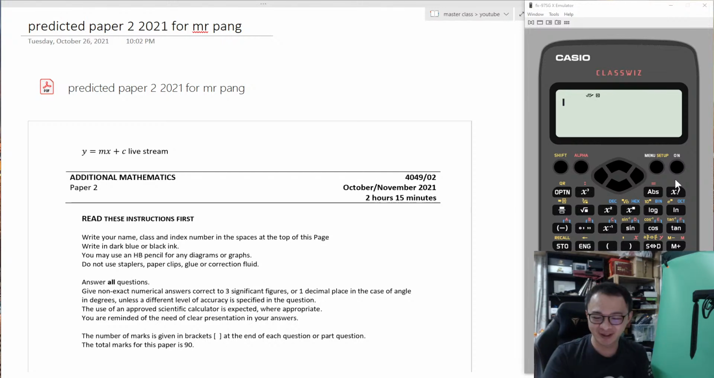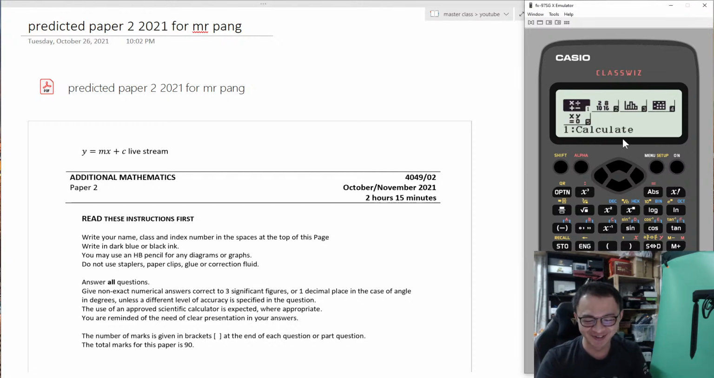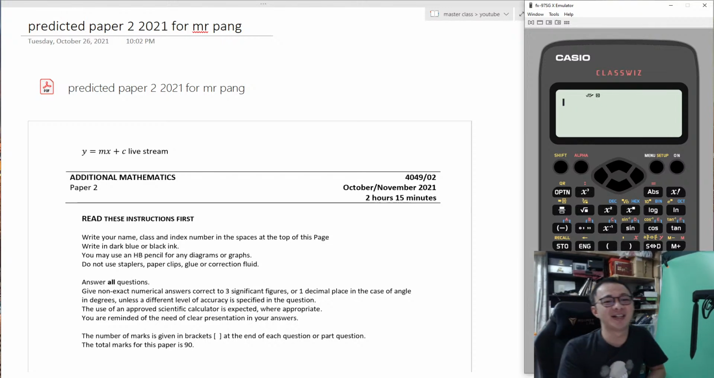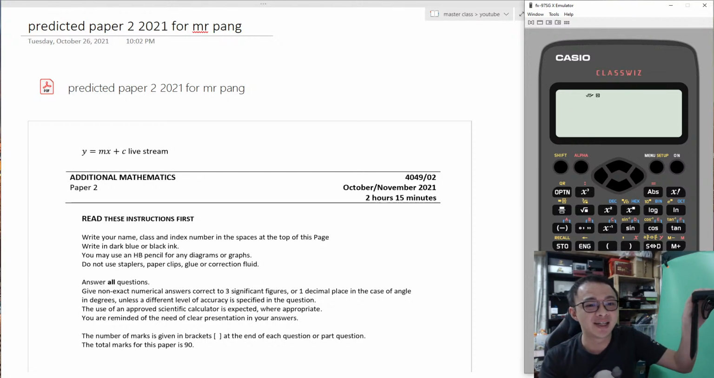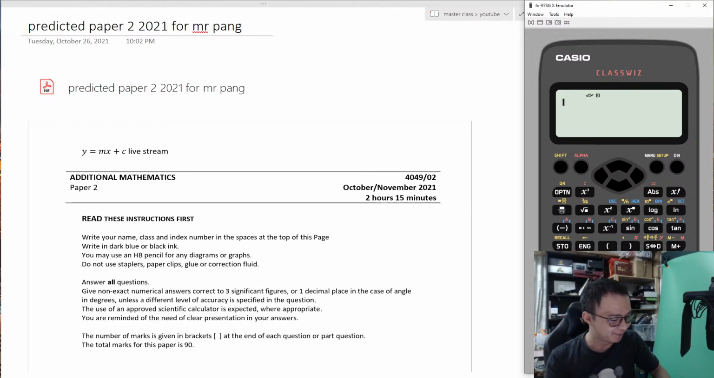Alright, so you can see the function is very little. When I type the menu button, I only have few features. And then the log here can't even change the base. It's quite different from the calculator I'm using. But I guess it should be fine for me.